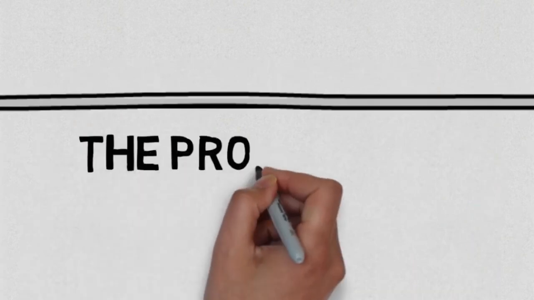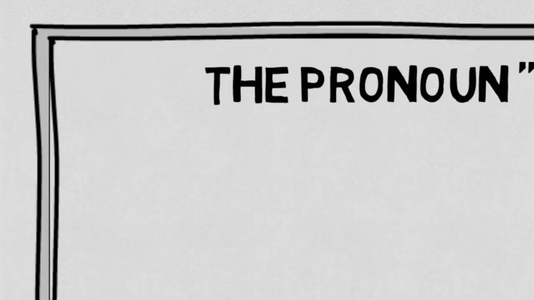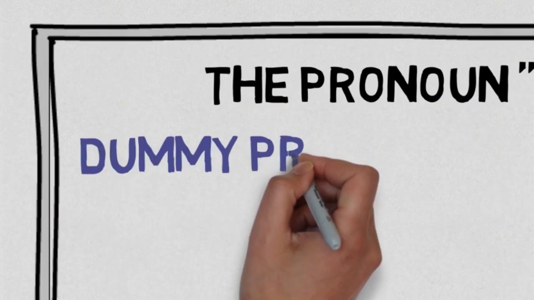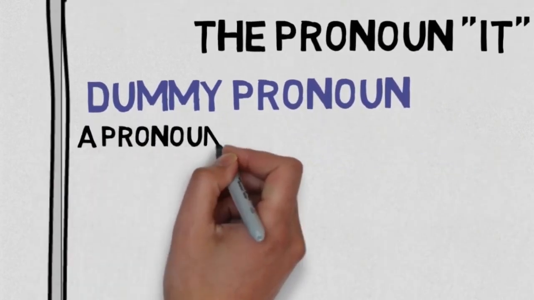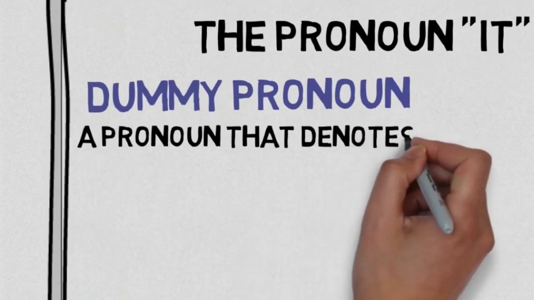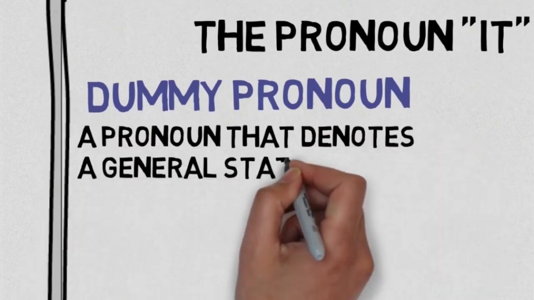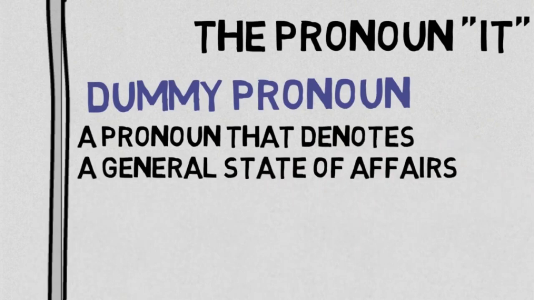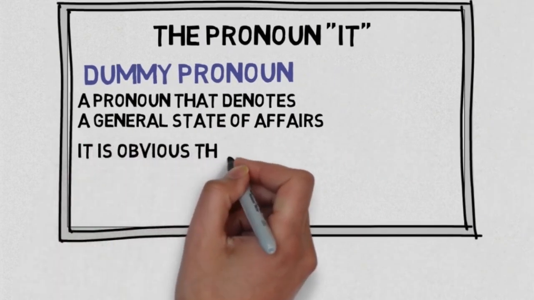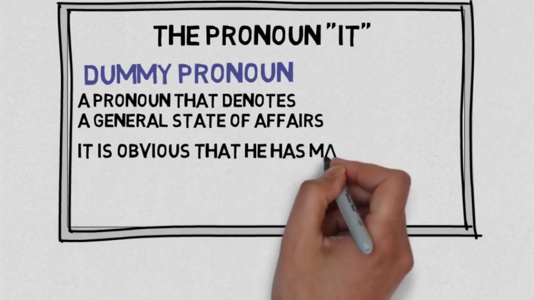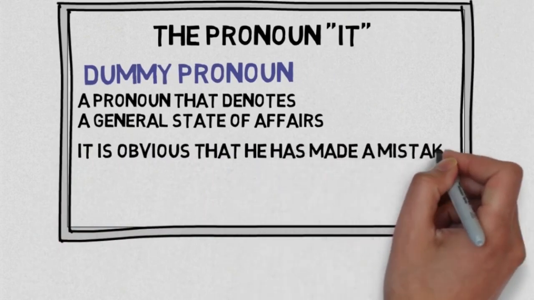Sometimes we can translate the dummy pronoun with an equivalent pronoun in Arabic that doesn't refer to any part in the sentence. It's called in Arabic a pronoun that denotes a general state of affairs, or ضمير الشأن. Or we can find a similar grammatical function to give the same meaning. For example, it's obvious that he has made a mistake.